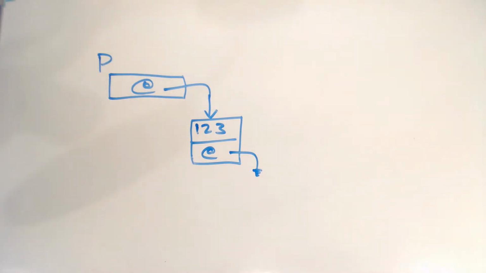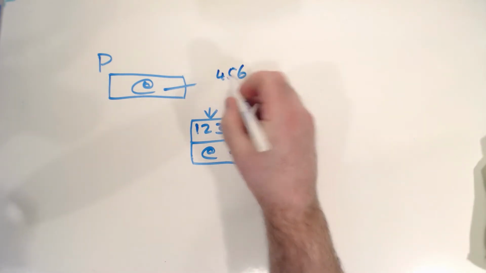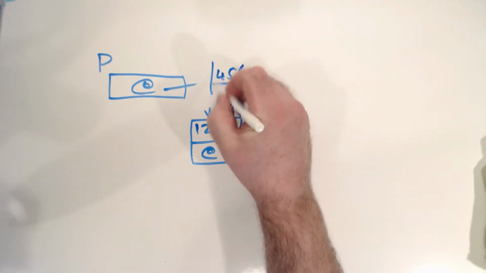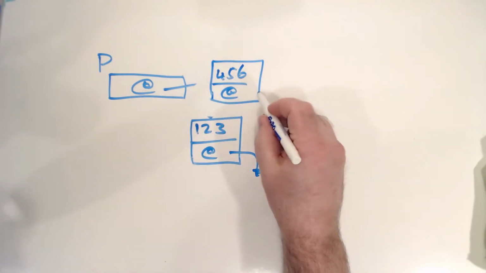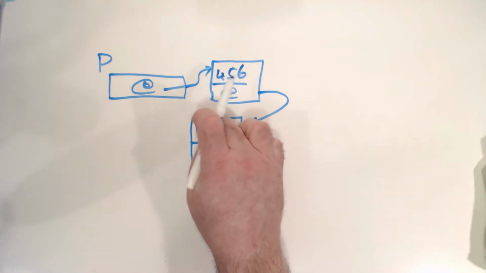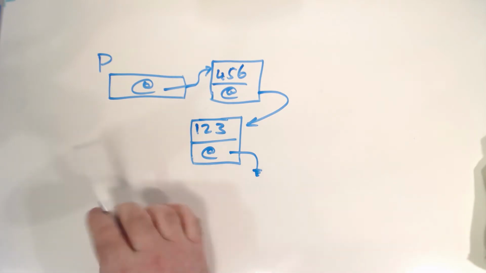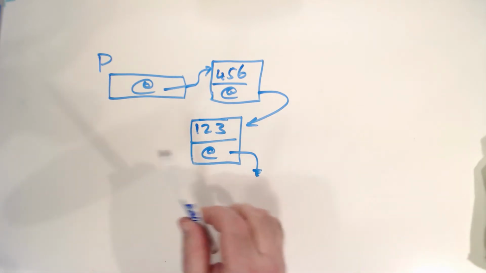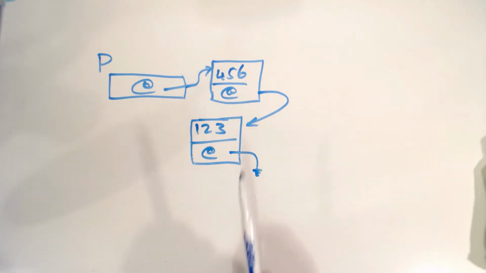Now, what if we want to modify our data structure and put another node in it like this? Let's say I want to put a 4, 5, 6 right here, and then have it point to this guy down here, and make P point up like that, okay? This now is starting to look like a list. This is what we call a linked list, a singly linked list. It has a single pointer that goes between each one of the nodes in the list.